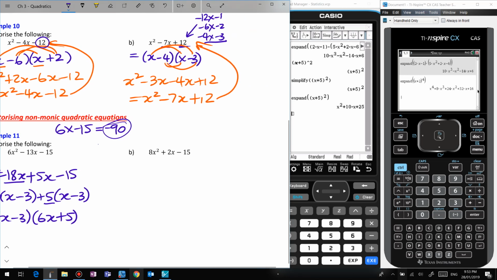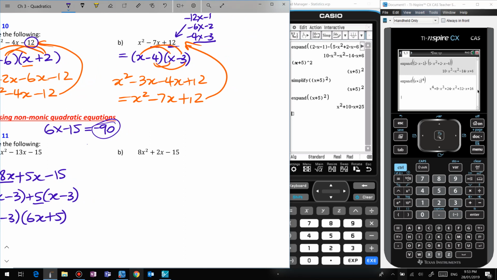Now personally I don't like to do it that way. You can do it so many different ways, but what I like to do is go, okay, what are factors of 8x? Well, 4x and 2x, or 8x and x. What are factors of 15? Well, we could have 15 and 1, or we could have 5 and 3. So let's start with 5 and 3 in the top one.